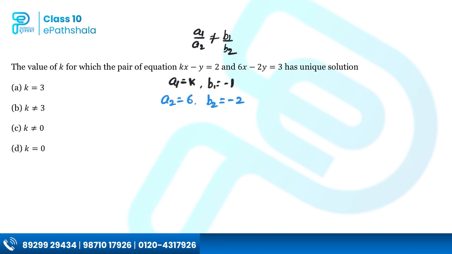According to the given condition, we will have k upon 6, which is a1 upon a2, should not be equal to minus 1 by minus 2. Or we can also say that k by 6 should not be equal to 1 by 2, or k should not be equal to 6 by 2. We can also say that k cannot be equal to 3. Hence, the answer will be part B, which says k should not be equal to 3. It means any other value other than 3 is acceptable for this particular line to have a unique solution.